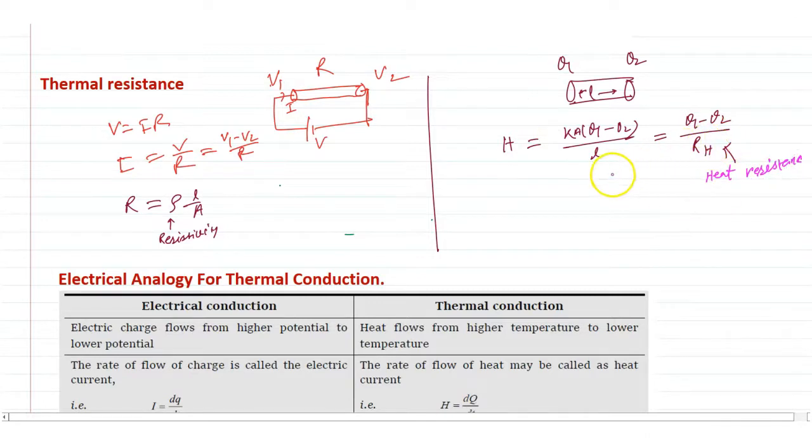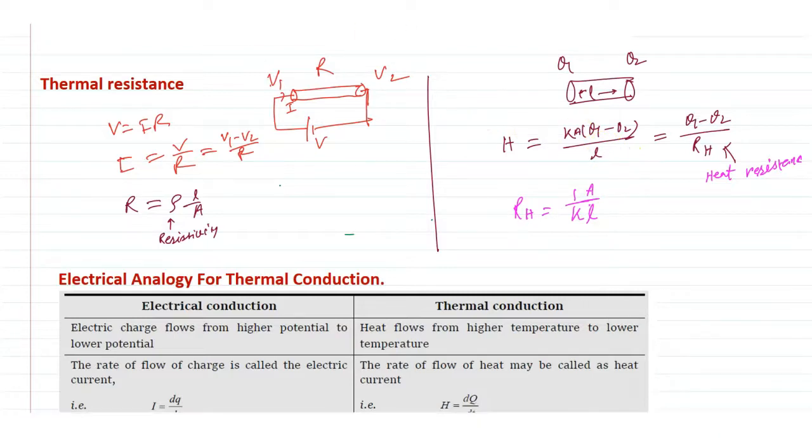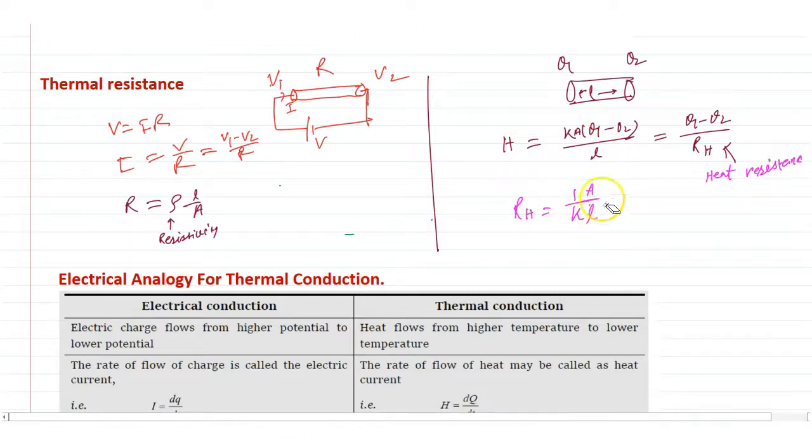Okay, heat resistance. Here in current electricity, current flows due to potential difference, and in thermal heat transfer, in the case of conduction, heat is conducted due to temperature difference. Okay. So here you can compare: RH equals 1 by K A, or L by K A. Oh sorry, L by K A. 1 minute.